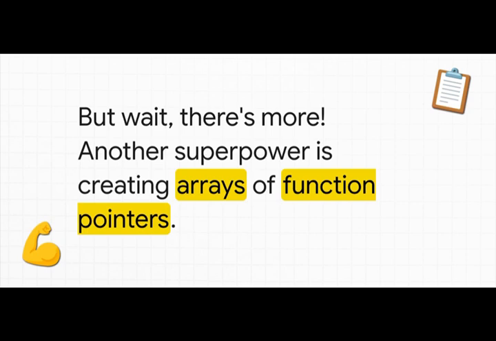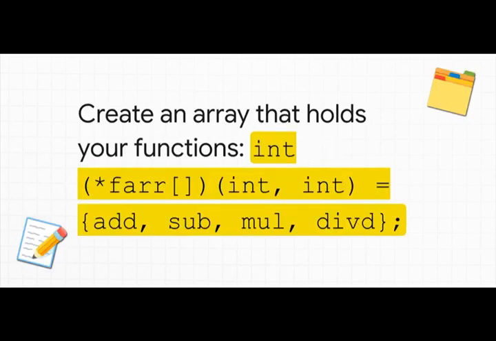What if you have a whole menu of functions to choose from? Well, that brings us to the next superpower, arrays of function pointers. That's right. You can create an array that doesn't hold numbers, but holds functions. Look at this. We've created an array called var that's basically a menu of all our calculator operations. In the real world, this pattern is often called a dispatch table.